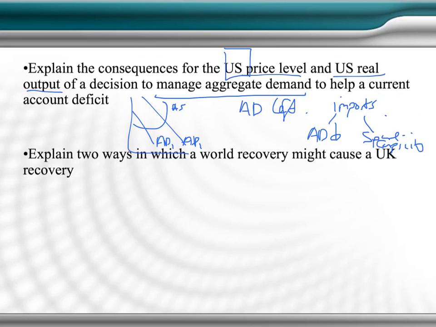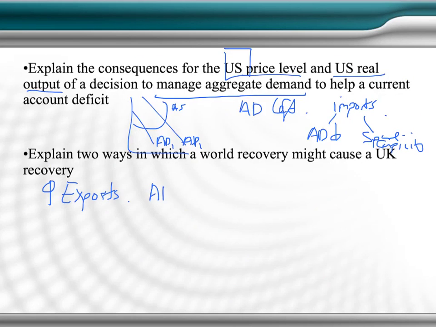Anyway, explain 2 ways in which a world recovery might cause a UK recovery. Now, initially, I could only think of one way, but because I'm an economics teacher, I'm amazing, I've thought of two. Right, so the first one is, how might it cause a UK recovery? You could say an increase in exports. Now please don't just leave it there, right? If there's an increase in exports, why will that make our economy recover?